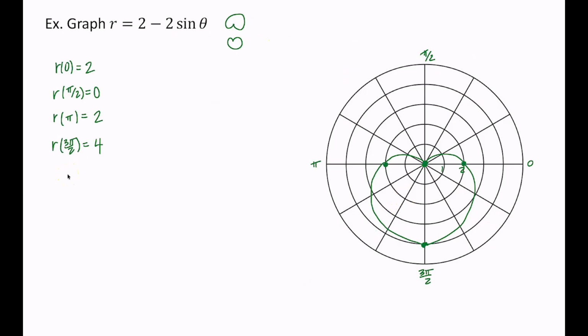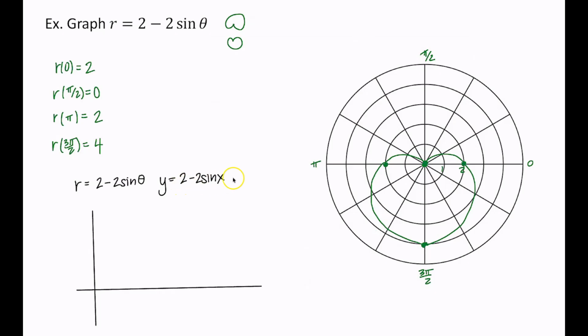Now, there's one other way we can think about how to graph these polar equations. Sometimes what is taught is to think about r equals 2 minus 2 sine theta instead as y equals 2 minus 2 sine x for a second, and graph this on an xy plane. So in other words, I'm going to do a real quick sketch here of y equals 2 minus 2 sine x. So the inputs are x, the outputs are y, and the key angles are 0, pi over 2, pi, 3 pi over 2, and 2 pi.